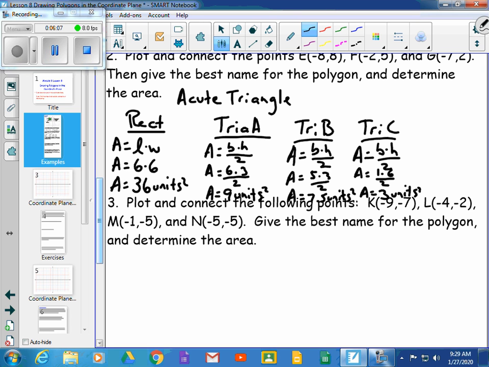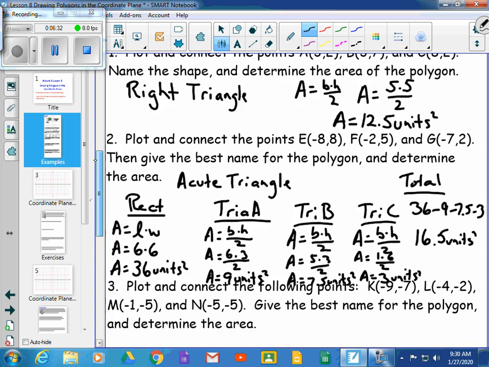Now to find the total, I'm going to have my rectangle 36, and I'm going to take away a 9, a 7.5, and a 3. And subtract away those outside triangles. And when you do that, you get a total of 16.5 units squared.